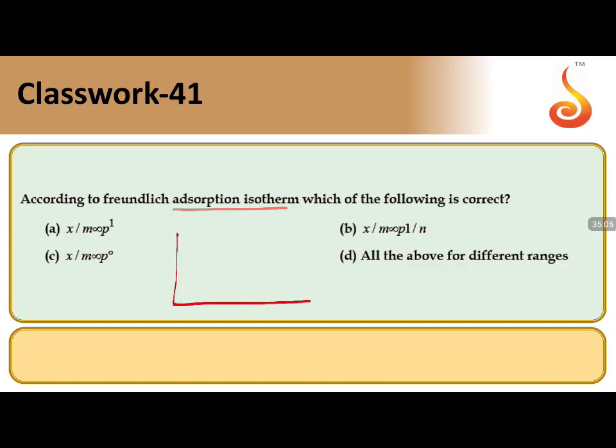So let us take this graph. If I am taking x by m versus pressure, initially the graph is linear, then takes an elliptical shape, and then becomes a straight line. Up to here it is directly proportional to p power 1. Between these 2 points it is proportional to p power 1 by n. From here you can see it is proportional to p power 0.